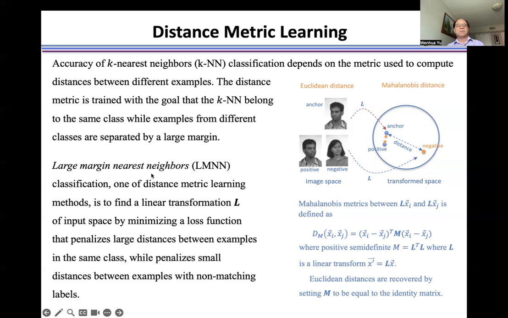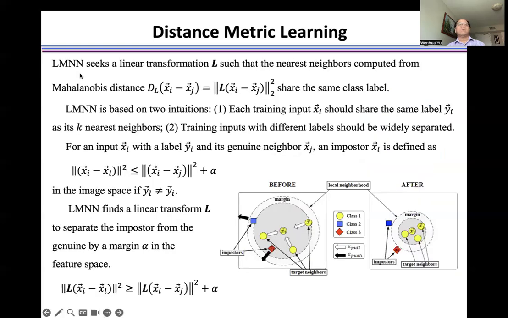Large margin nearest neighbors classification is to find a linear transformation L of the input space by minimizing a loss function that penalizes large distances between examples in the same class, while penalizing small distances between examples with non-matching labels. LMNN seeks a linear transformation L such that the nearest neighbors computed from the Mahalanobis distance share the same class label.